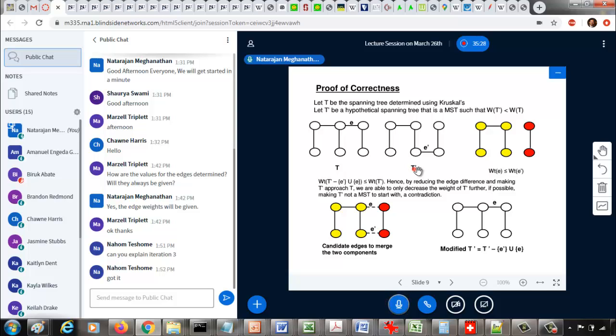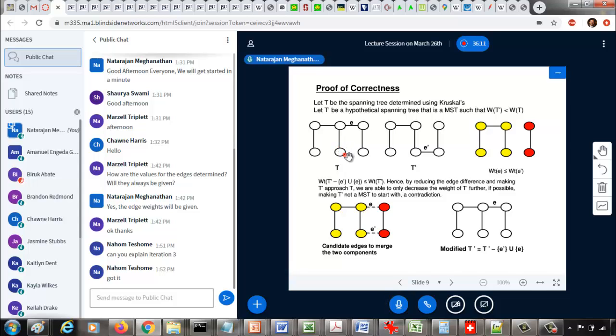Now the same procedure could be applied if this T and some T prime has more than one edge difference. We could reduce the edge difference one at a time from two edge differences. Basically, now we went from one edge difference to zero edge difference, right? So we could do the same thing by removing another edge which is not in T but in this T prime or this modified T prime, and adding the edge from T to connect the two components. So you are trying to basically make the hypothetical spanning tree approach to become the Kruskal spanning tree.